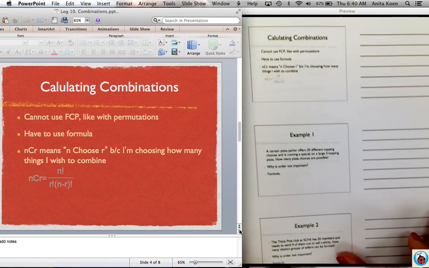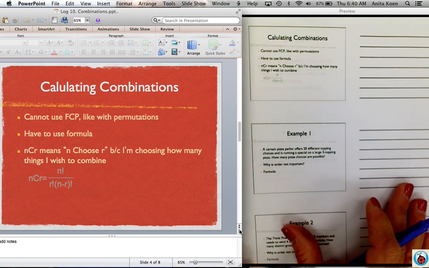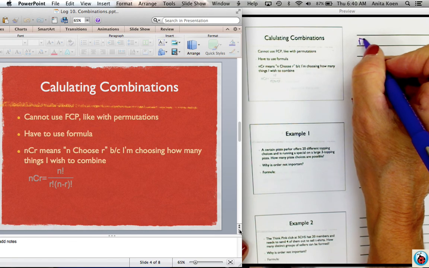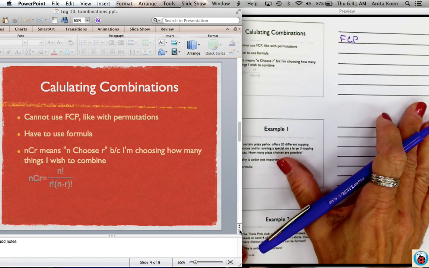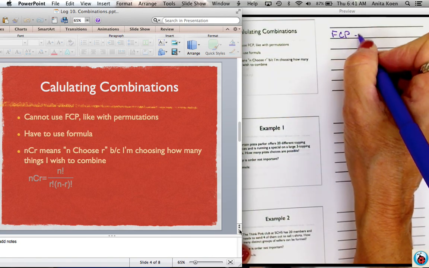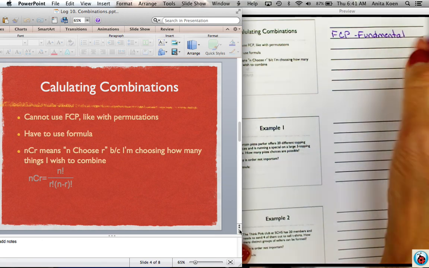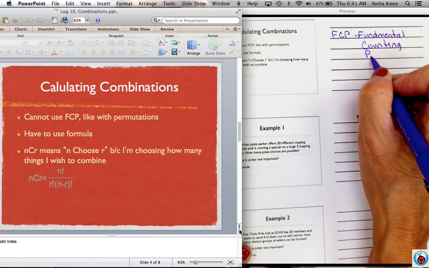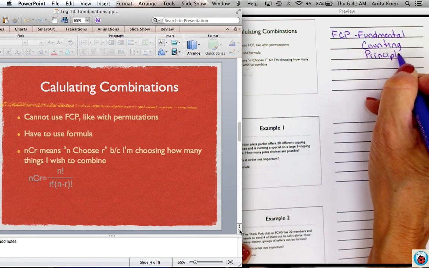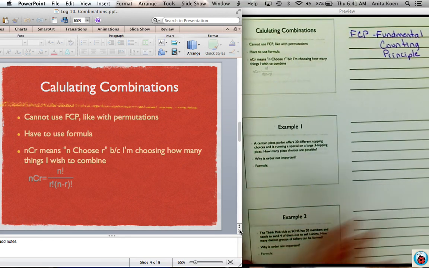If I want to calculate combinations, we cannot use the fundamental counting principle. Remember, FCP stands for fundamental counting principle. You cannot use that with combinations. We have to use a formula.